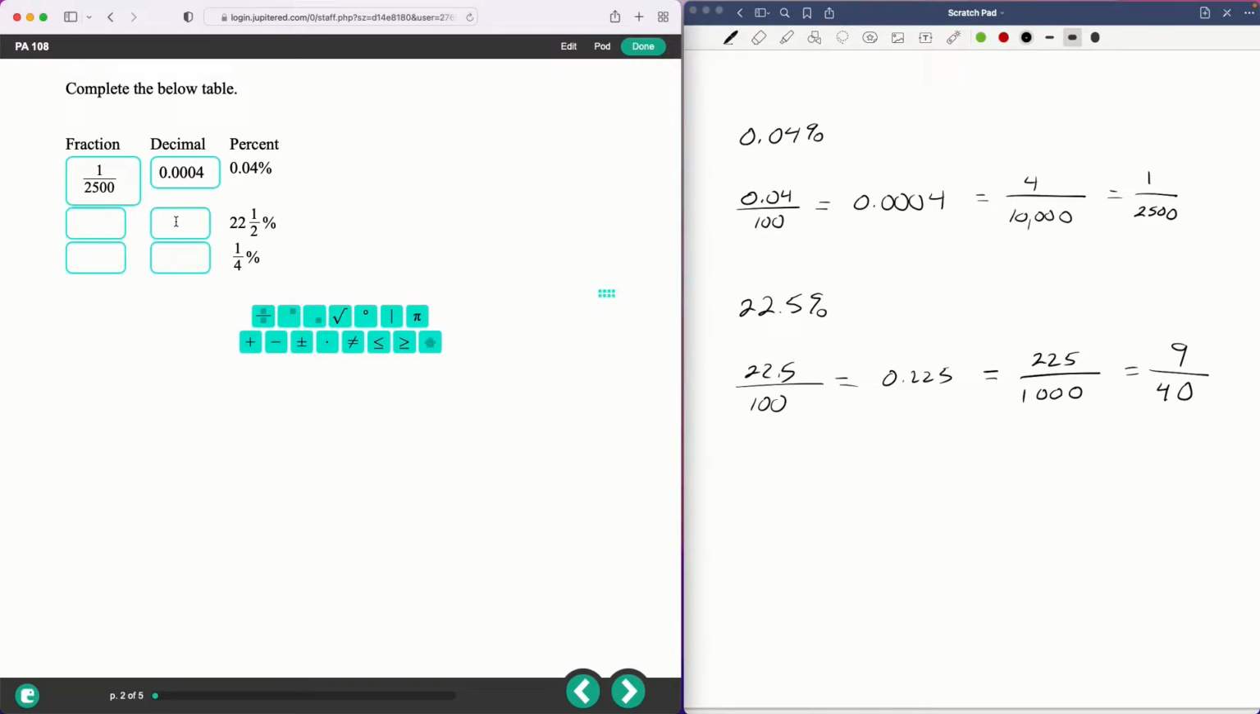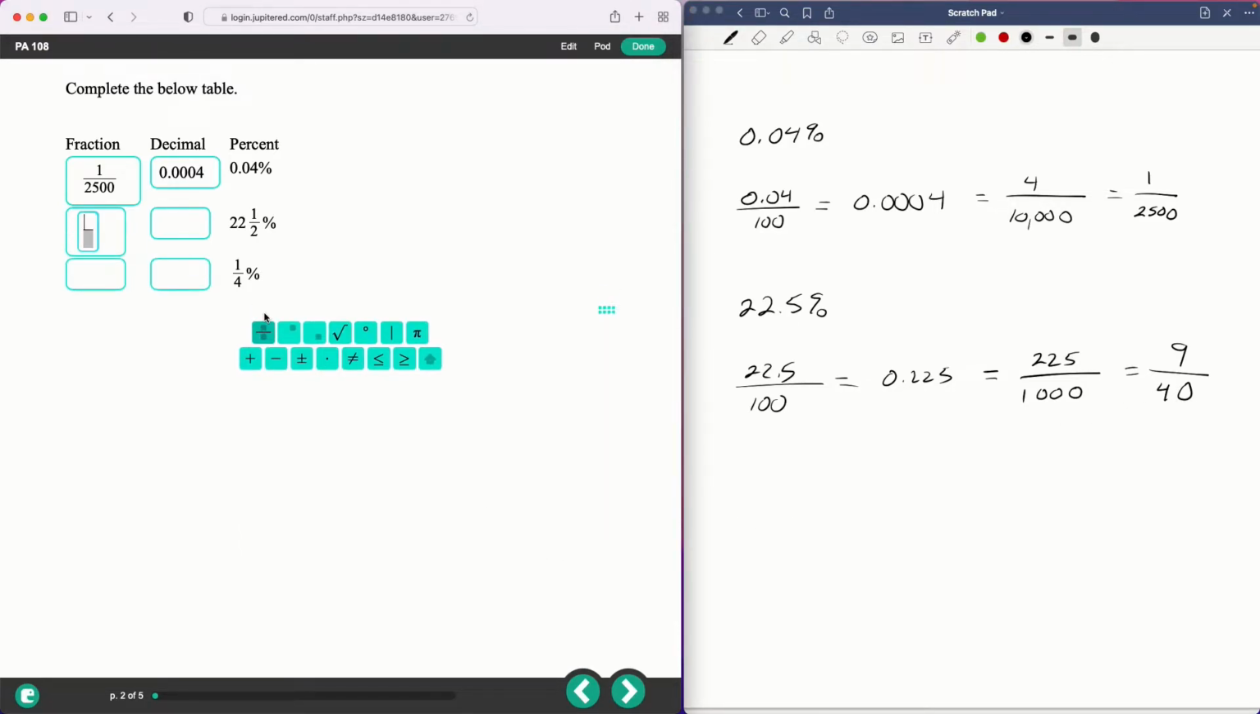So we're going to go ahead and type this information in. That's going to be 9 over 40 for our fraction. And our decimal is going to be 0.225.